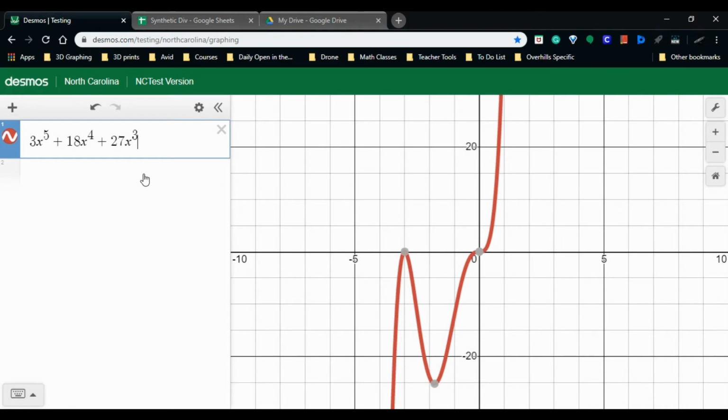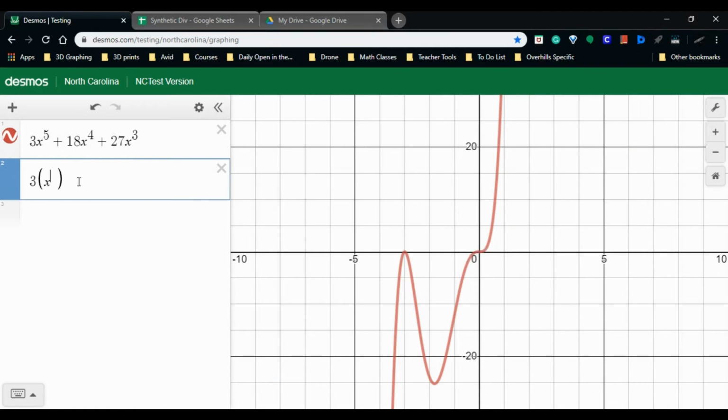I'm going to move through this one fairly quickly, but I start looking at, okay, what can I do to simplify this problem? And I see I have a 3, I have an 18, and I have a 27. And so that tells me that all of these terms are divisible by 3.